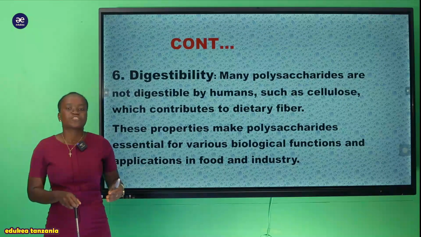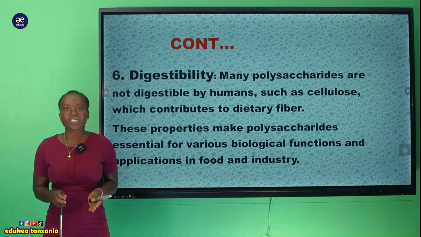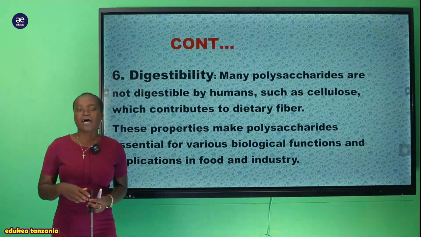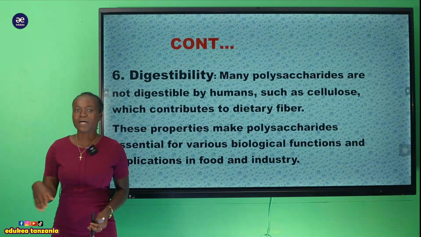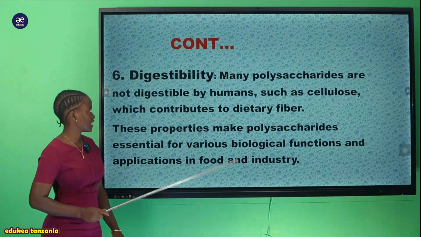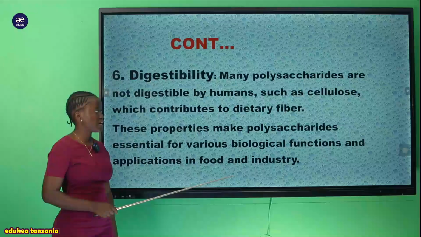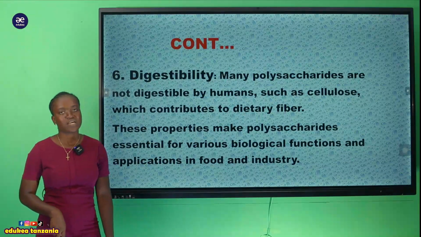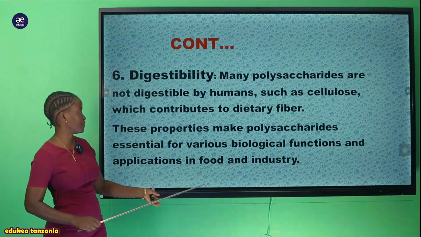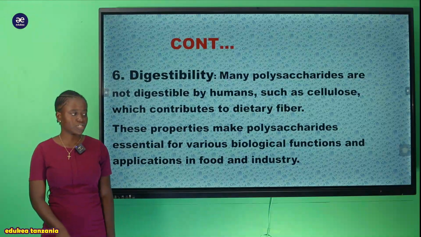But those fibers are important because they contribute to dietary fiber. They help a lot in the digestion of food, though they have no other use apart from that. So we say that these polysaccharides are undigestible. All the properties that we have already seen make the polysaccharides useful in various applications in the food industry.